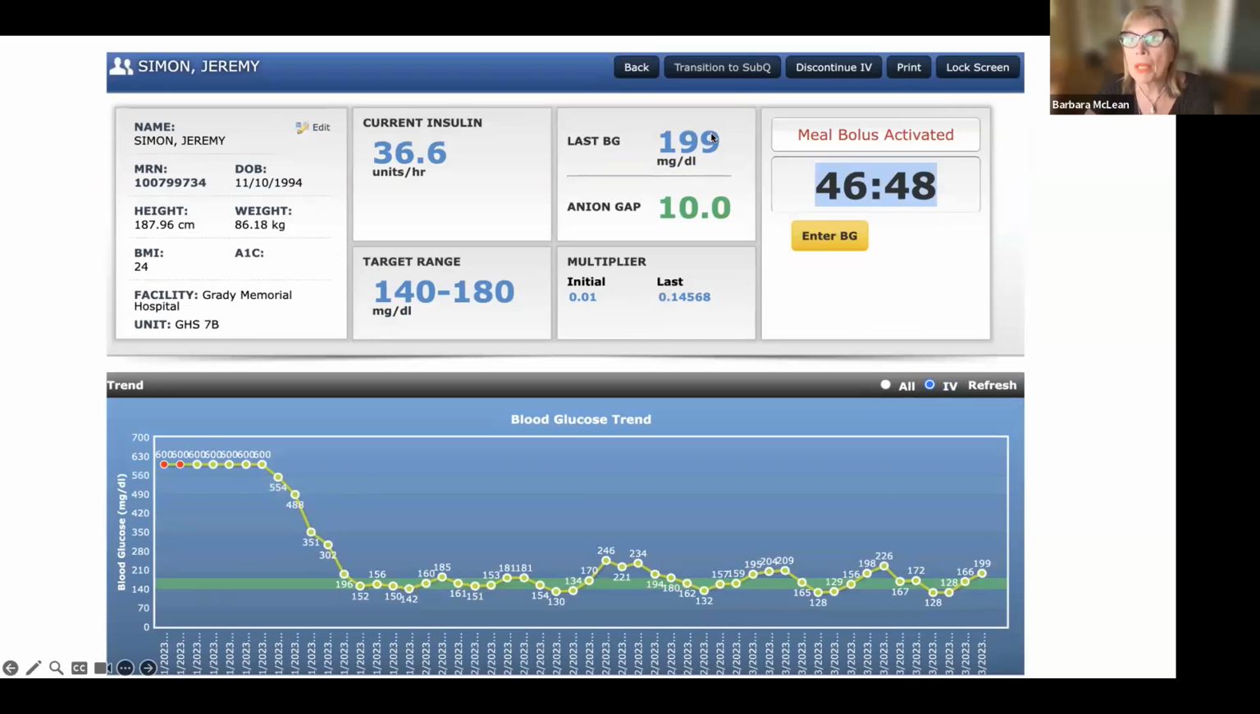Really, really important. Here's another patient who you can see was in 7B for quite a while on insulin. And initially, I'm assuming the patient had a wide anion gap. He's on 36.6 units of insulin, target range 140 to 180. This was the multiplier that was ordered, but over time you see the patient's been on insulin a long time. Over time, you can see the initial, which was 0.01, is now 0.14568. And this is what's being utilized to calculate his insulin. But over here, you'll also notice that there's something called meal bolus.